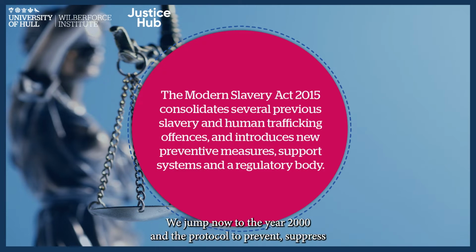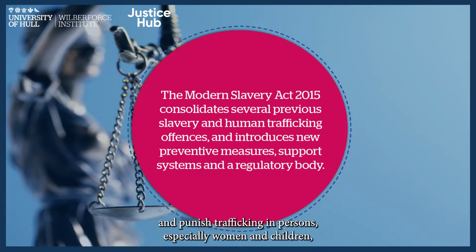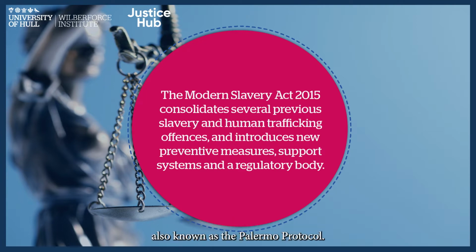We jump now to the year 2000 and the protocol to prevent, suppress and punish trafficking in persons, especially women and children, also known as the Palermo Protocol. The protocol was adopted by the United Nations General Assembly in 2000 and entered into force on the 25th of December 2003. As of May 2020, it has been ratified by 178 parties and gives us the definition of trafficking in persons we use today. Let's then jump to 2015 and the Modern Slavery Act as we know it.